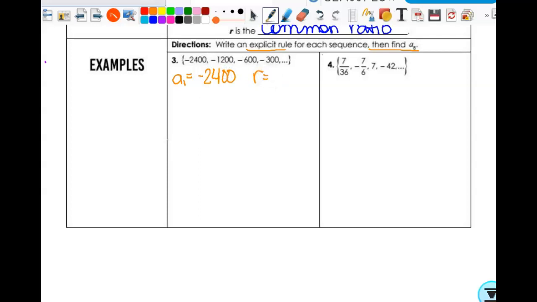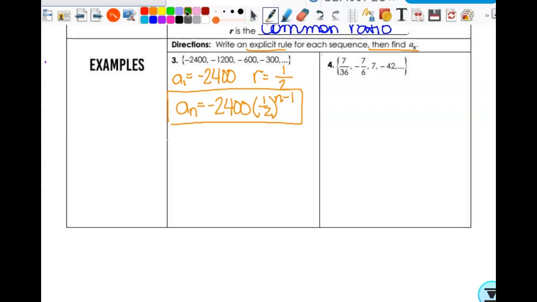So first of all, is r going to be positive or negative? Positive, because the signs don't alternate, right? All right, so is it going to be a fraction or a whole number? A fraction, because the numbers get smaller. So it's 1 over what? 2. Okay, so that means that I get a sub n is equal to negative 2400 times 1/2 to the n minus 1 power. There's my explicit rule. Then I have to find the 8th term.